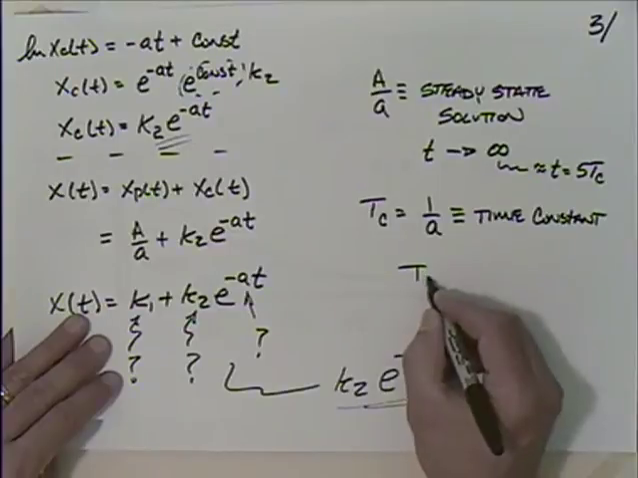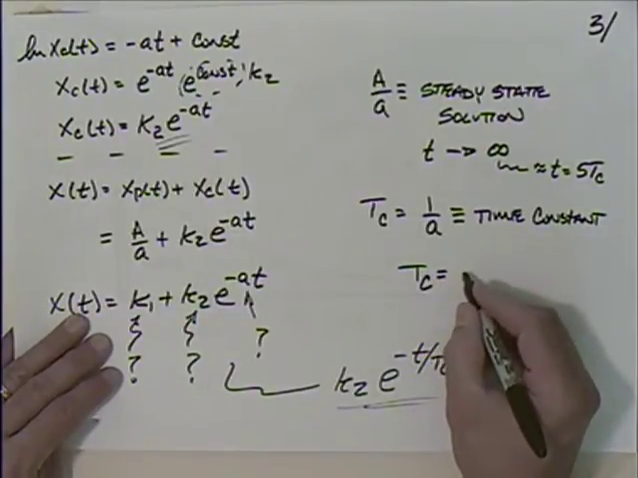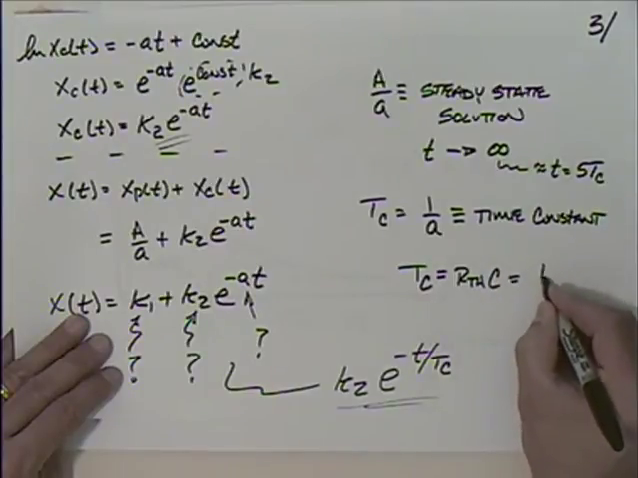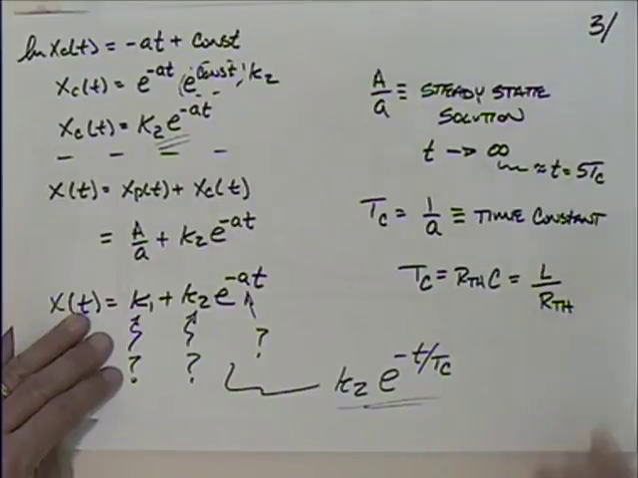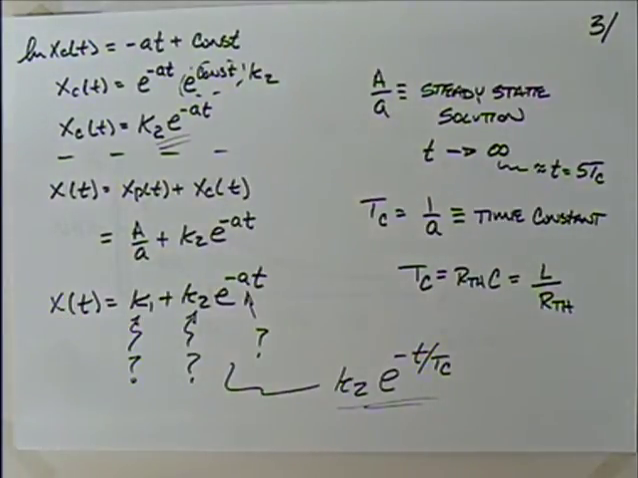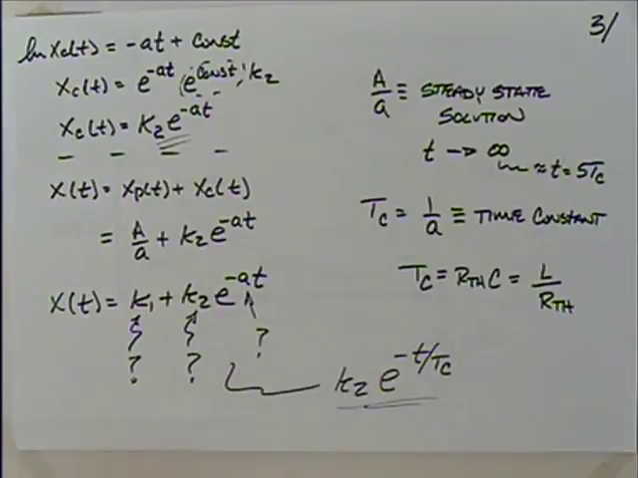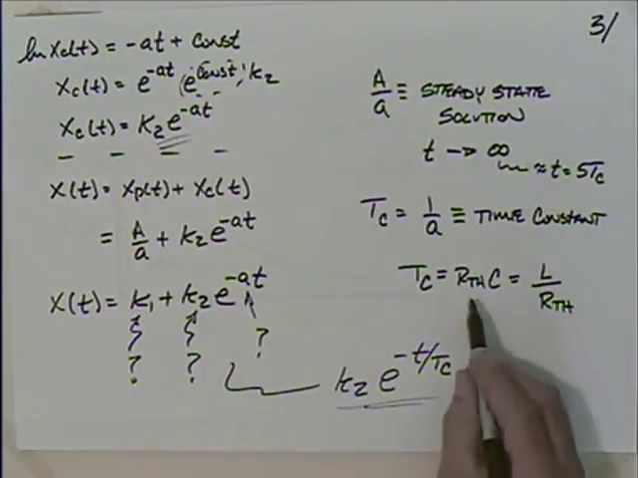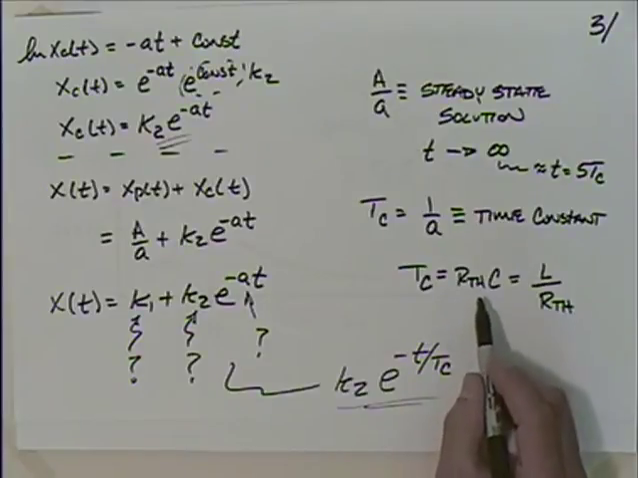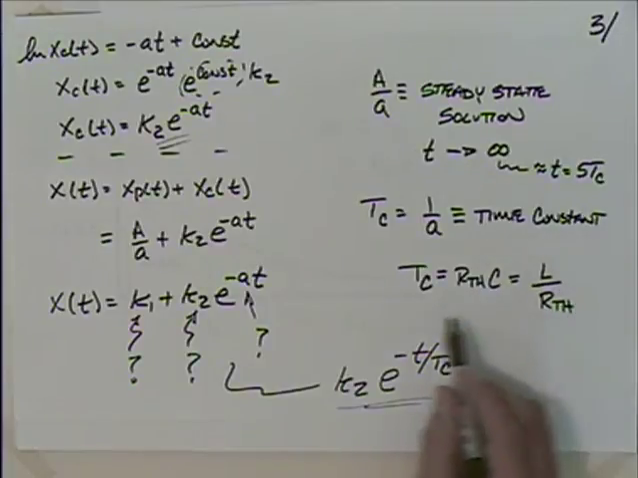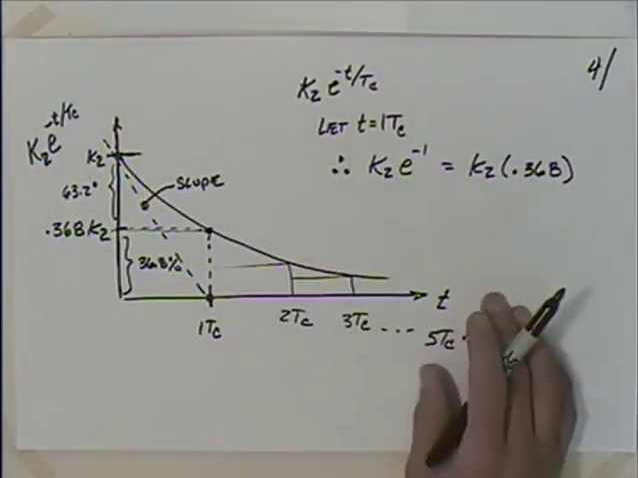The time constant T sub c is going to be equal to the Thevenin resistance times the capacitance, or it's going to equal the inductance divided by the Thevenin resistance. Let me double check that. Make sure that's consistent with what I'm going to do in a moment here. Yes. Okay. So very soon we're going to have to find our Thevenin resistance, multiply by the capacitance, or divide the inductance by that, and that's how we get the time constant there.